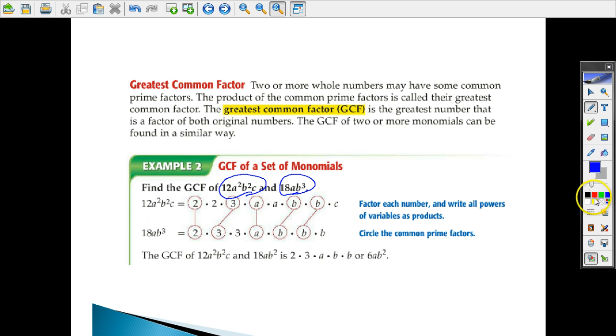Now what you're going to do is find what they have in common. So you have a 2 in common, a 3 in common, 1 a in common, and 2 b's in common. Okay. So this is the greatest common factor. And this is expressed by multiplying all these numbers. So 2 times 3 is 6. a, there's only one a, and there's 2 b's. So 6ab squared is the final GCF.